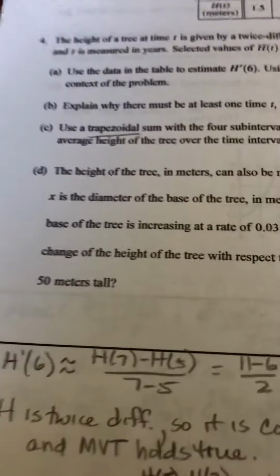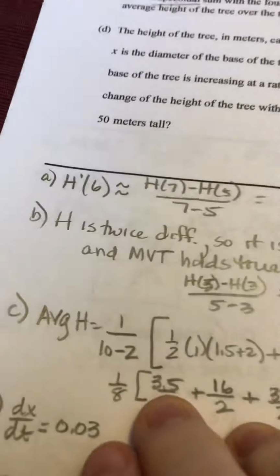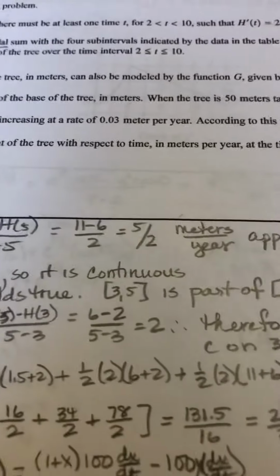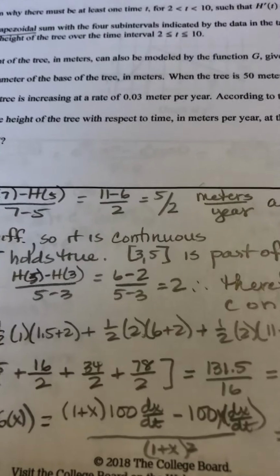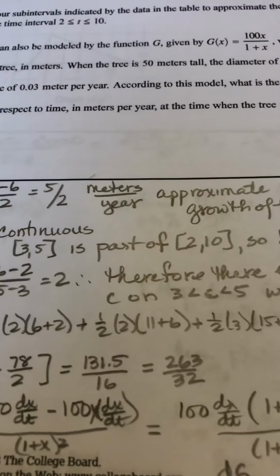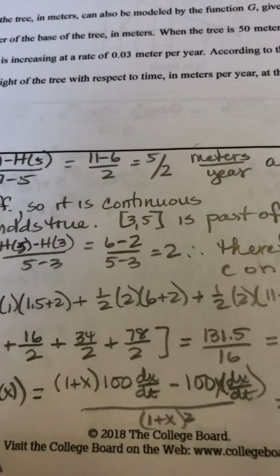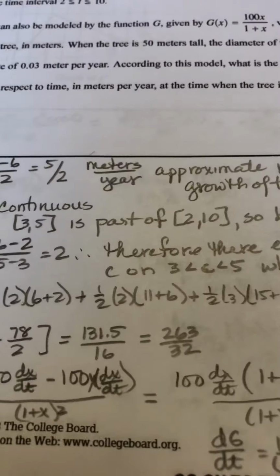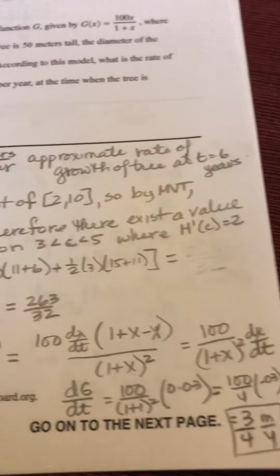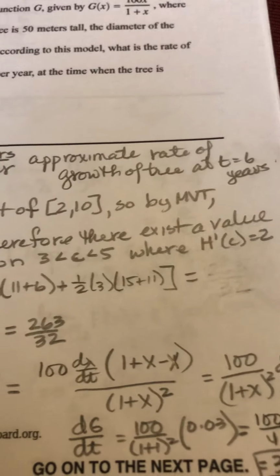Part B. Explain why there must be at least one time between 2 and 10 such that h prime of t equals 2. Well, since h is twice differentiable, it's continuous, and since it's differentiable, the mean value theorem holds true. And since the interval 3 to 5 is a part of the interval from 2 to 10, by mean value theorem, h of 5 minus h of 3 over 5 minus 3, which equals 6 minus 2 over 5 minus 3 equals 2. Therefore, there exists some value c on the interval from 3 to 5, where h prime of c equals 2.